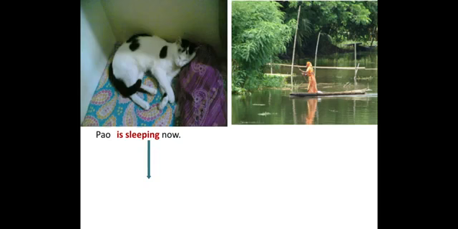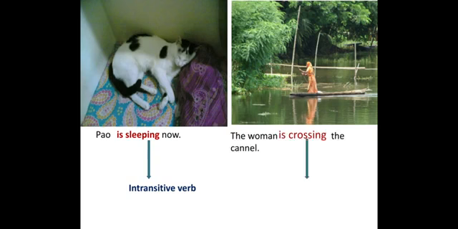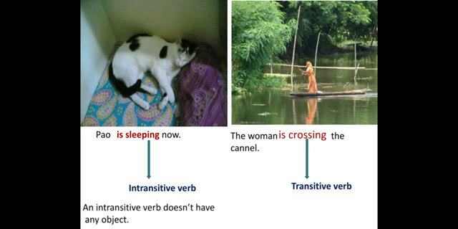Paul is sleeping now. Here, sleeping is an intransitive verb because there is no object. The woman is crossing the canal. Is crossing is a transitive verb because there is an object, that is the canal. See, it's a transitive verb. An intransitive verb doesn't have any object. A transitive verb has an object.